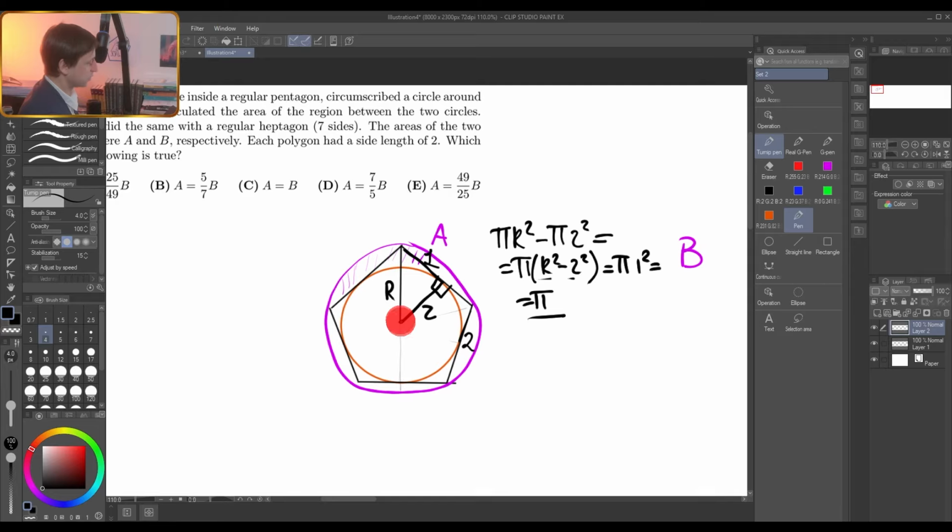So you will connect this point with the vertex of the regular heptagon. You will connect this point with the midpoint of the side of the regular heptagon. It will be perpendicular, and you will get the same relation and the same equation. So this area will be exactly pi for the regular heptagon. Nothing will change. So A and B are exactly the same, and A equals B. This is it. Let's go to the next problem.